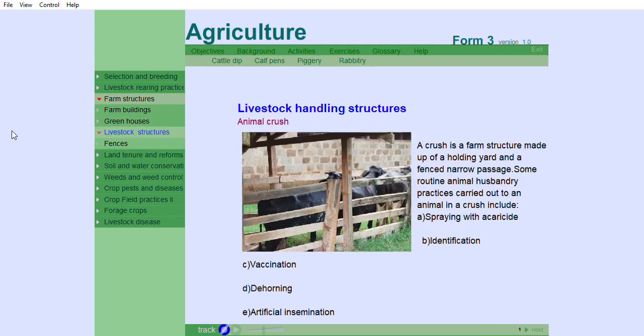Livestock handling structures. Animal crush. A crush is a farm structure made up of a holding yard and a fenced narrow passage. Some routine animal husbandry practices carried out on an animal in a crush include spraying with acaricide, identification, vaccination, dehorning, and artificial insemination.